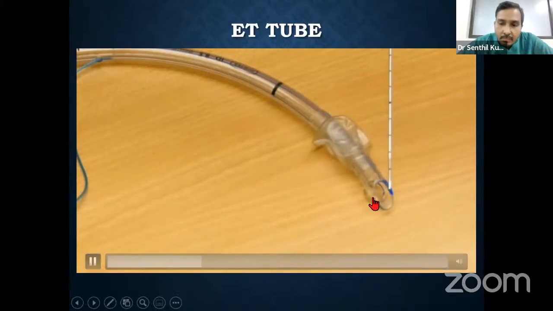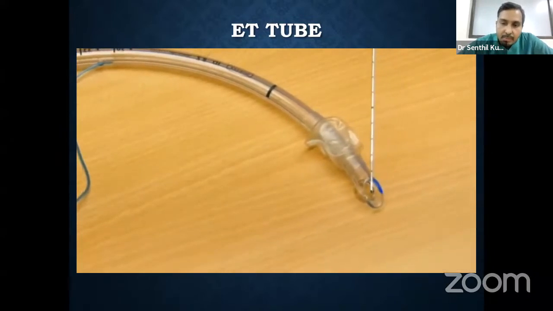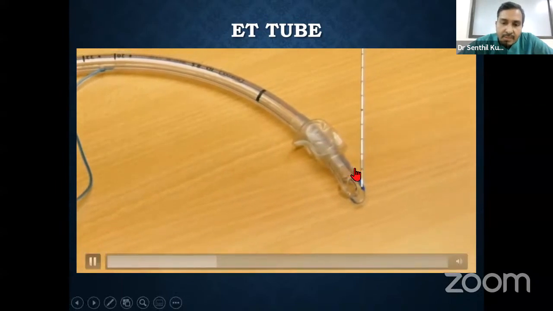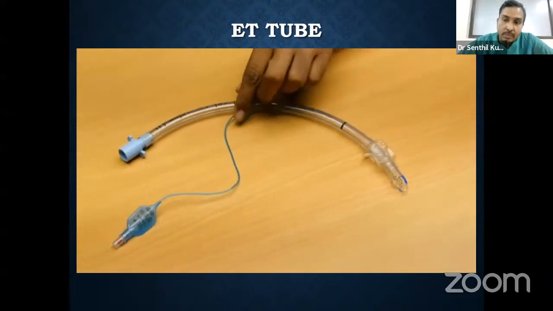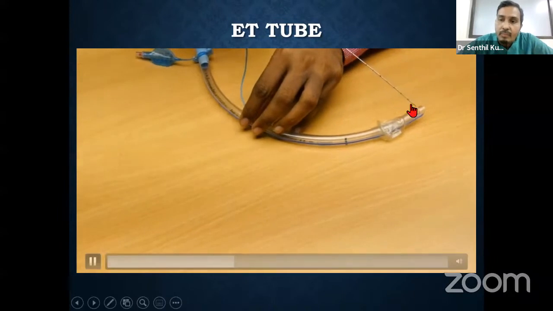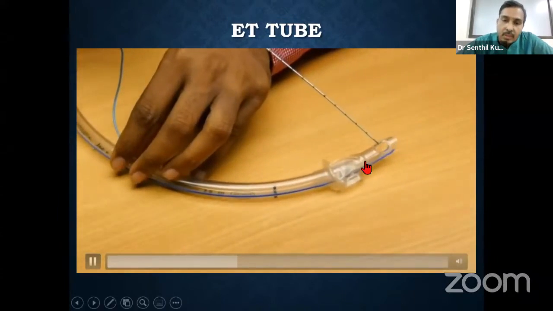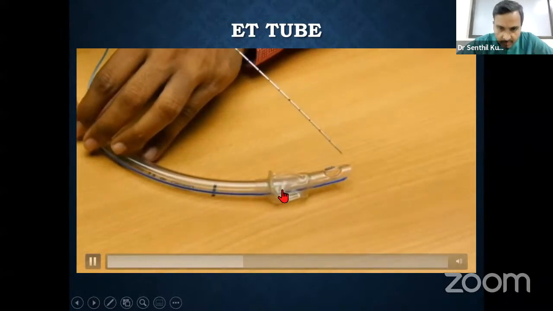Next, you can see the Murphy's eye. It is very close to the bevel. Whenever the tube has a Murphy's eye, it is called a Murphy's tube, and when there is no Murphy's eye, it is called a Magill's tube. So what is the purpose of this Murphy's eye? The Murphy's eye is one additional source of ventilation. So in case a mucus plug occludes the tip of the endotracheal tube, this Murphy's eye can be utilized for additional ventilation.